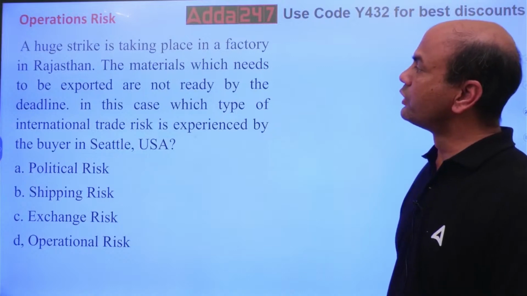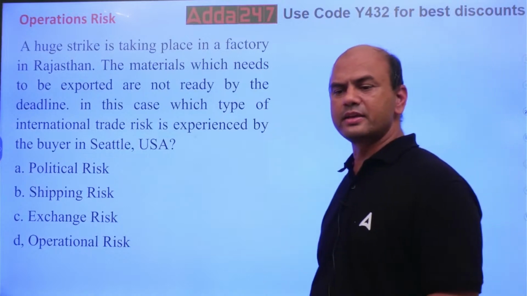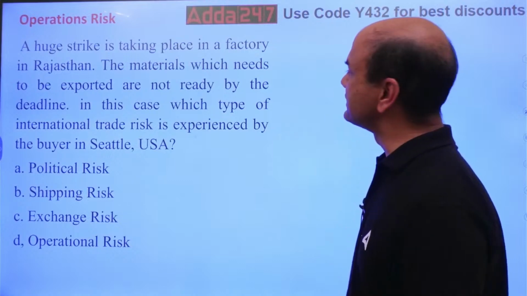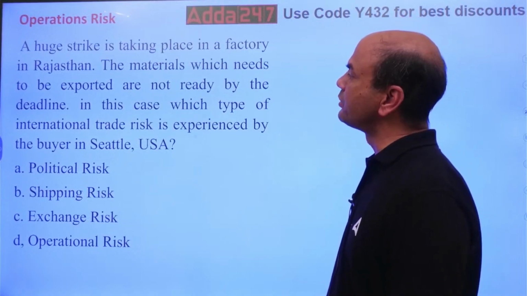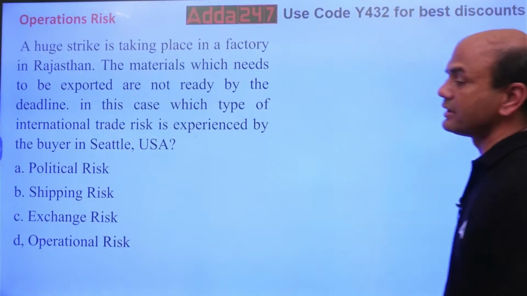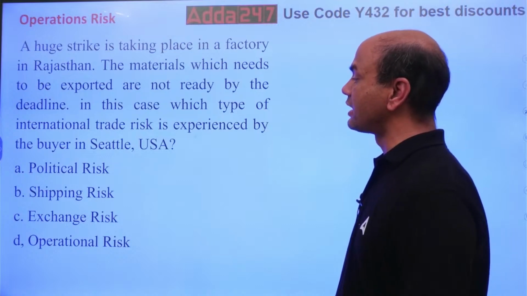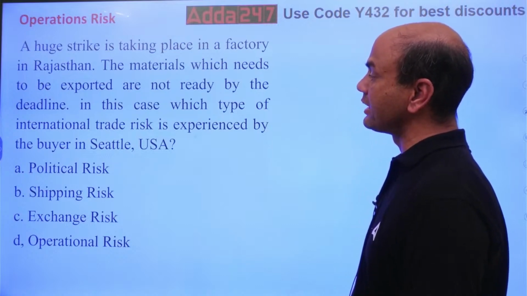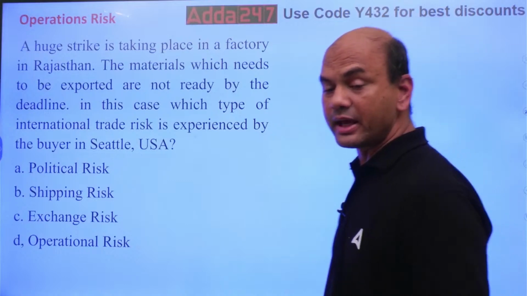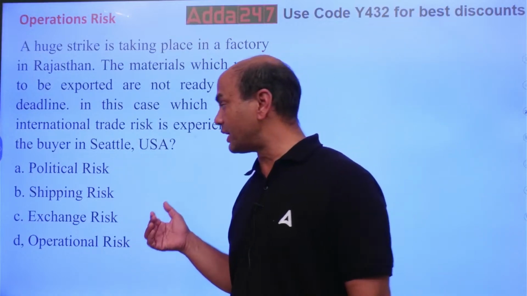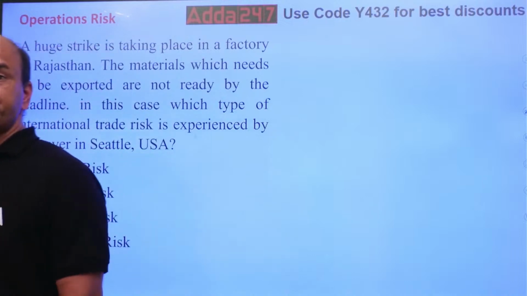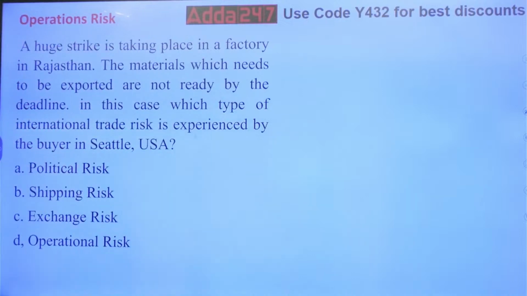Next, now read this. A huge strike is taking place in a factory in Rajasthan. The materials which need to be exported are not ready by the deadline. In this case, which type of international trade risk is experienced by the buyer in Seattle, USA? So the buyer is in USA. Goods are exported from our country, Rajasthan. Now, which type of risk is experienced by this buyer? Is it political, shipping, exchange, or operational risk?